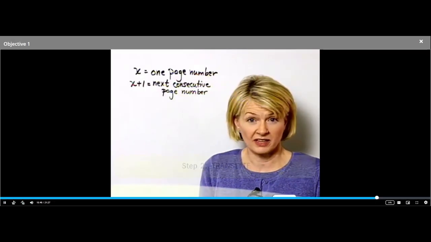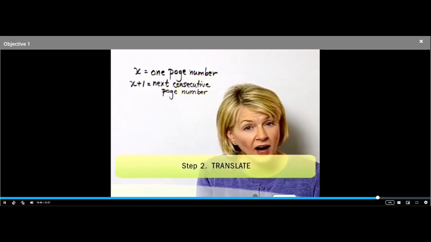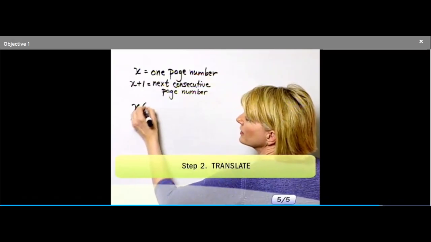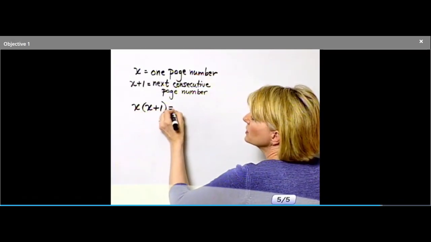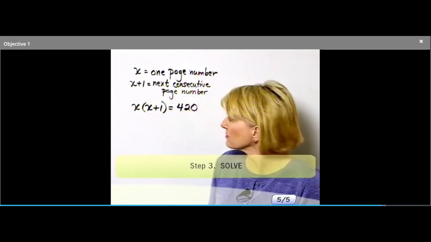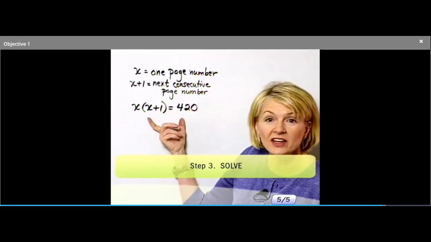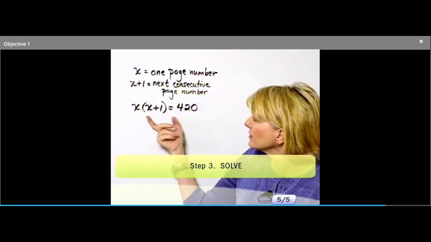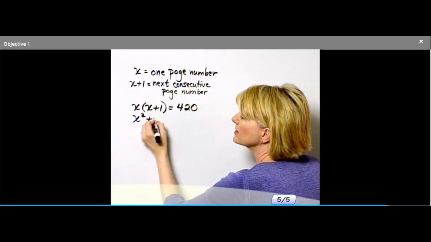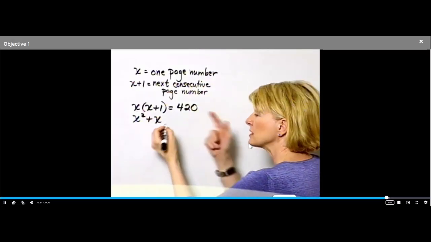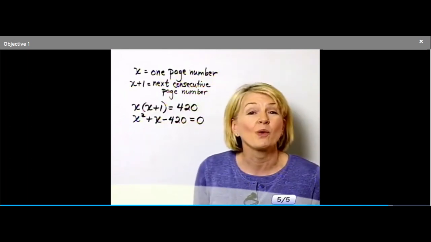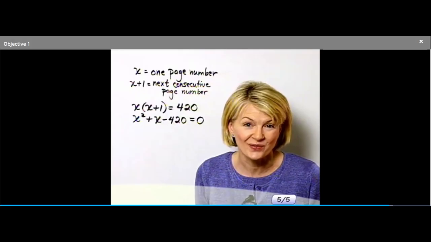Then remember what the problem says, the application. It says the product of two consecutive page numbers, product means multiply. The product of two consecutive page numbers is 420. Find the page numbers. Well, we have an equation now to solve since we've translated. This is a quadratic equation because I have x squared plus x times 1 is x. I will then subtract 420 from both sides, and I've written that quadratic equation in standard form.